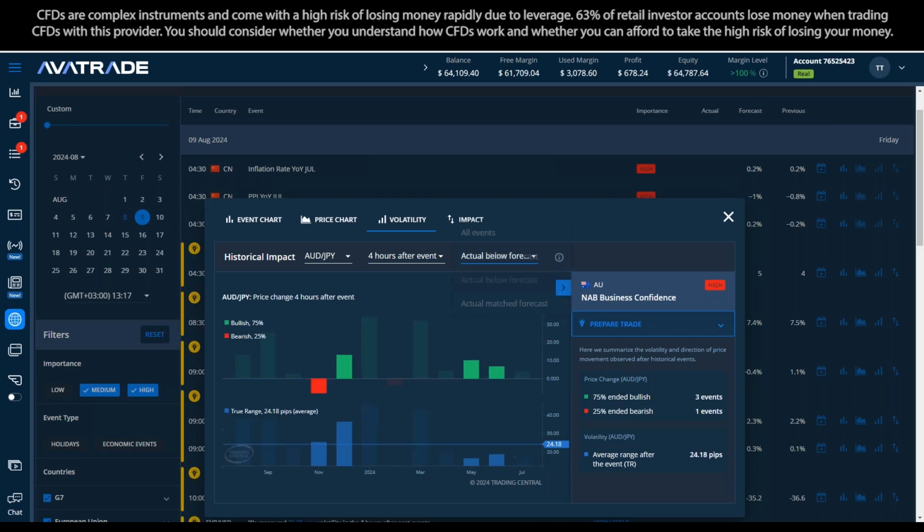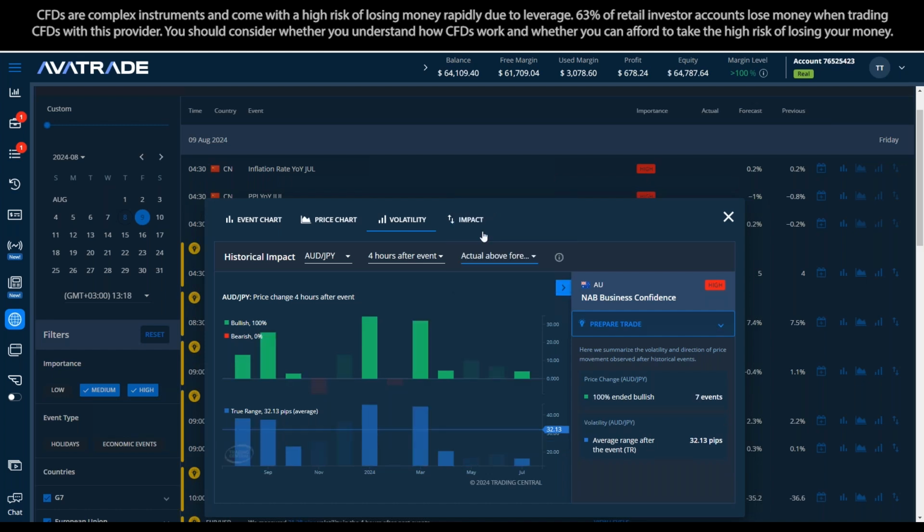What if it's below the forecast? Okay, less impressive upward movement. It didn't go down, but it's less impressive upward movement. It's not 100% of the time. It's only 24 pips movement up. So I think I would choose not to trade if it comes in below expectation. But when it comes in above expectation, the statistics look much stronger. There's a larger range movement, and it's statistically in the same direction the whole time.